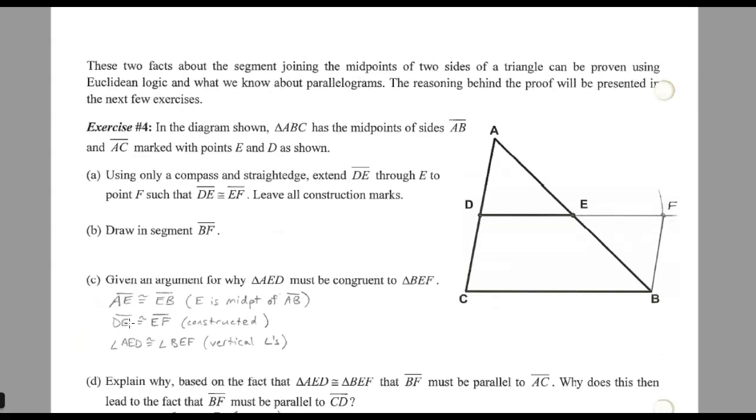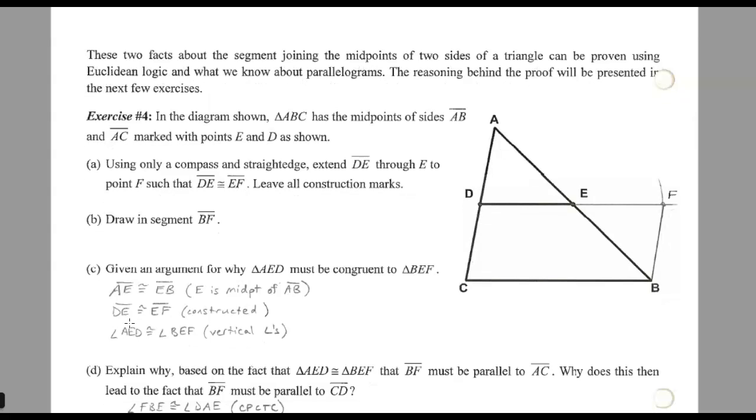All right, on the next page, exercise 4, you're going to need to get your compass out. We have triangle ABC drawn to start with, and we are to extend segment DE through E, so on the other side of E, to point F, which is not drawn for you, so that DE and EF are the same length. So if you can attempt it with your compass before I explain how it's done, give it a try and then come on back.